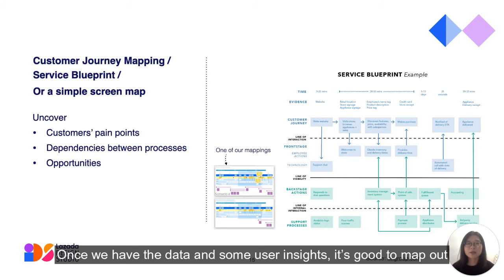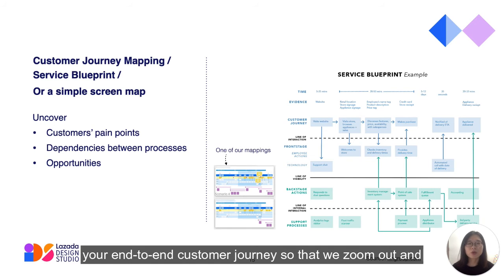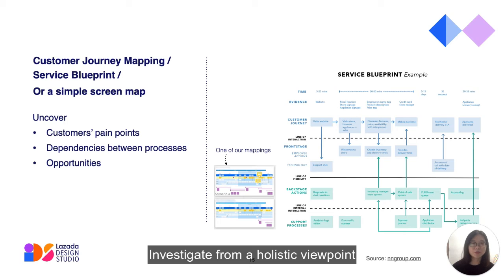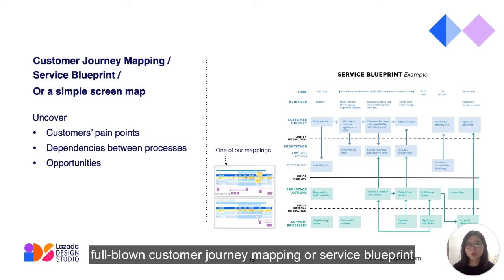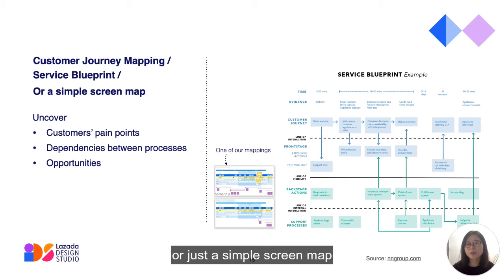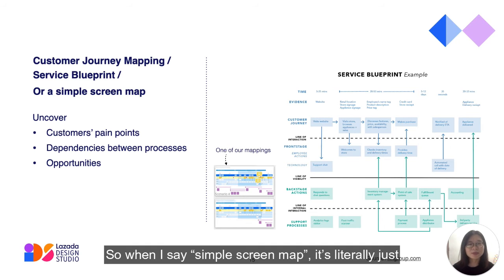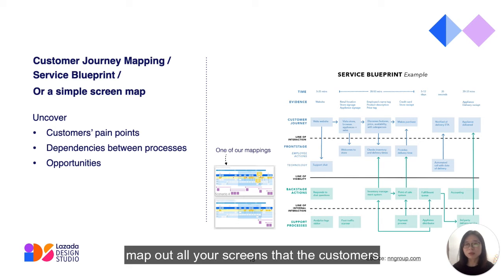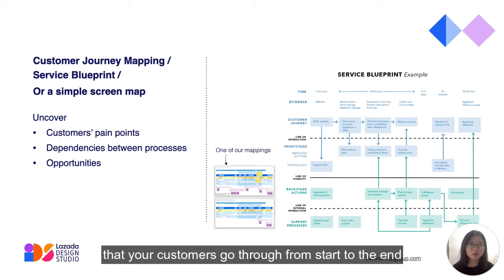Once we have the data and some user insights, it's good to map out your end-to-end customer journey so that we zoom out and investigate from a holistic viewpoint. This practice can range from full-blown customer journey mapping or service blueprint, or just a simple screen map. When I say simple screen map, it's literally just mapping out all the screens that your customers go through from start to the end.